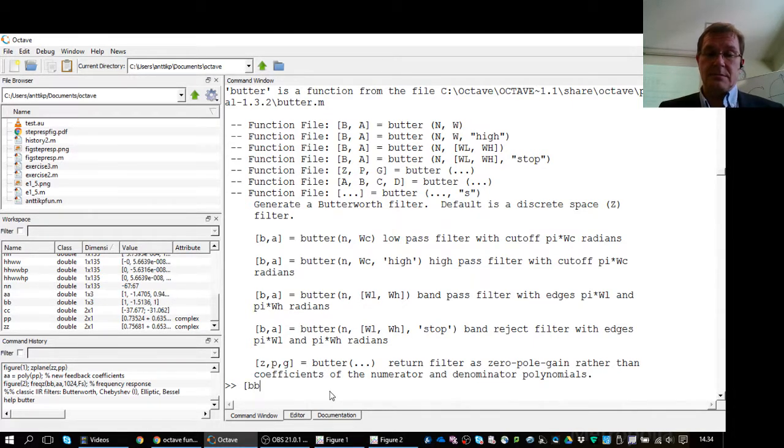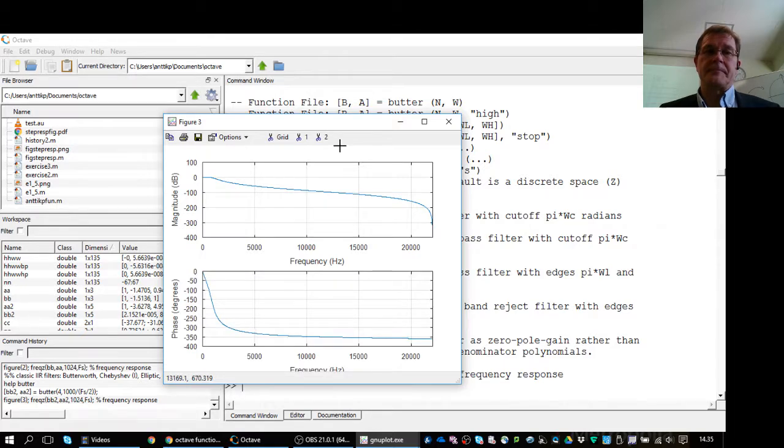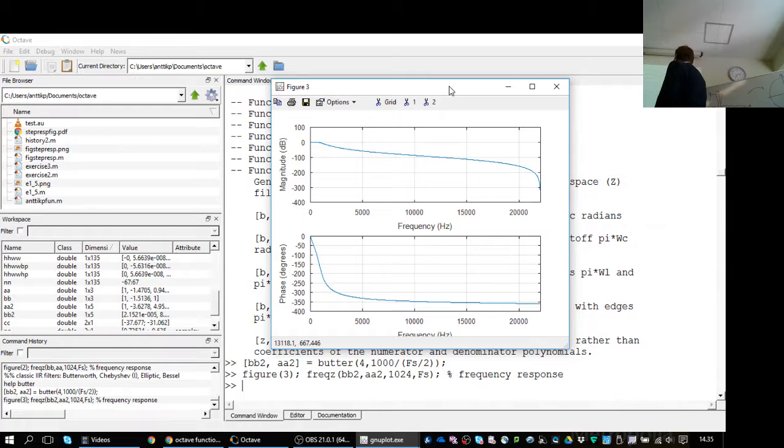And it gives me directly, let's make it BB2 and AA2. For example, a fourth order Butterworth design for a cutoff frequency, did I say 1 kilohertz, divided by Fs over 2, or the Nyquist rate. There we have it. Yeah, it looks like that. So it starts, the cutoff frequency, is it at 1 kilohertz? Maybe. Let me mark it 5 so we can actually check it.